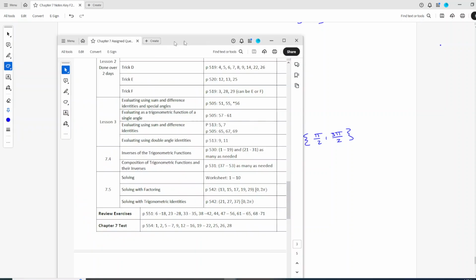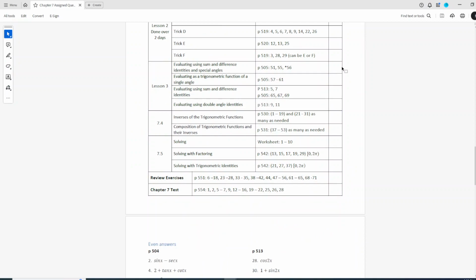So again, if you look at the assignment sheet, we're in solving with factoring, and you're going to do these questions, but only do from 0 to 2 pi. So your textbook says 0 to 2 pi and 0 to 360, but we're just going to focus on radians.